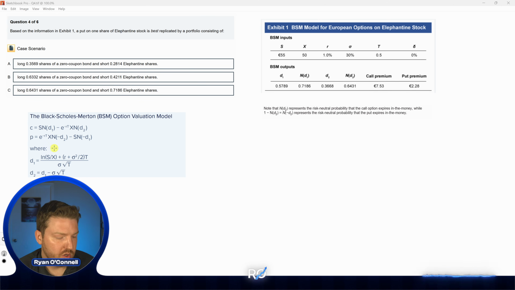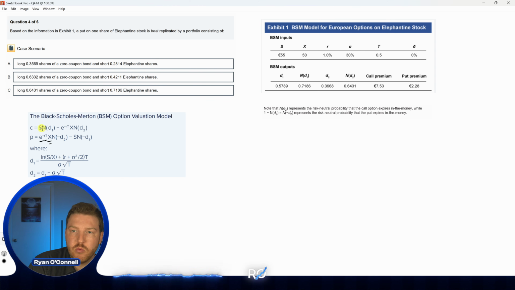So if we look at this, we have this exercise price, right? That's discounted back to present value by a continuously compounded risk-free rate. And when we're discounting it back, that's basically a zero coupon bond at the exercise price, multiplied by the risk-neutral probability that the put expires in the money. So we actually need to go long a certain number of zero coupon bonds. So they all say that. But what is the amount that we would go long?